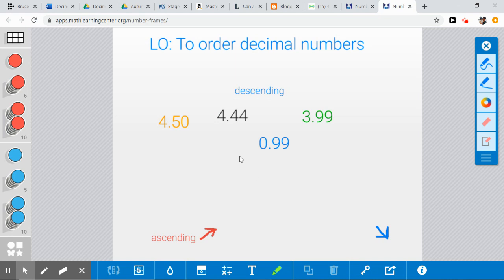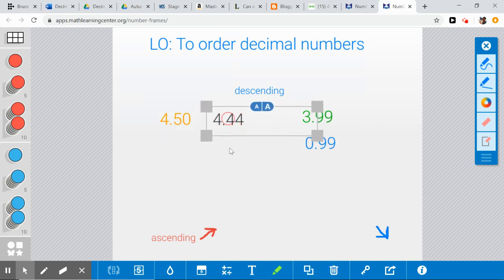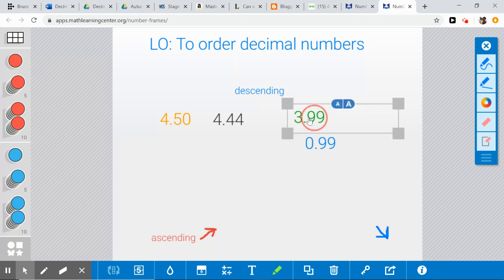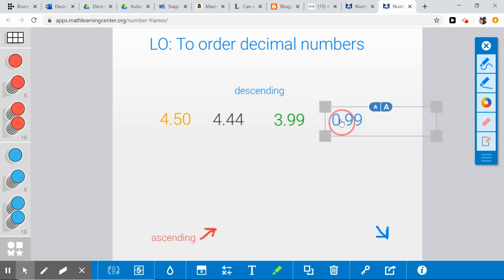So now I can see that this one is the largest number, slightly larger than 4.44. They've both got the same amount of ones, but this has 5 tenths. This number only has 4 tenths. Then we've got 3.99 and then 0.99. So that has gone in descending order. We've started with the largest and then we've gone down.